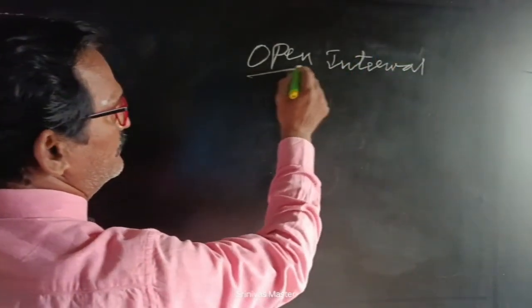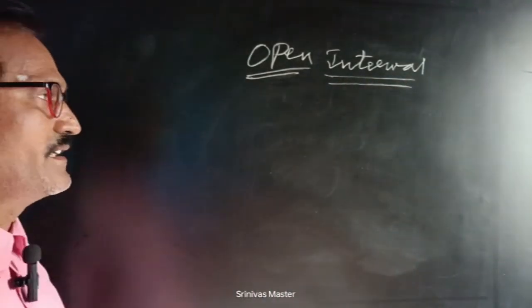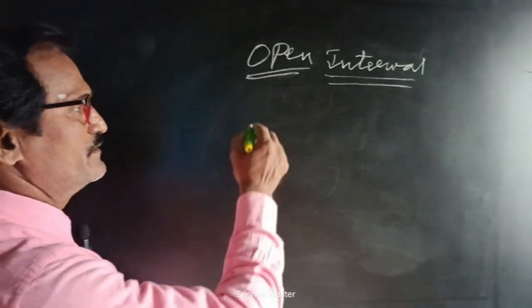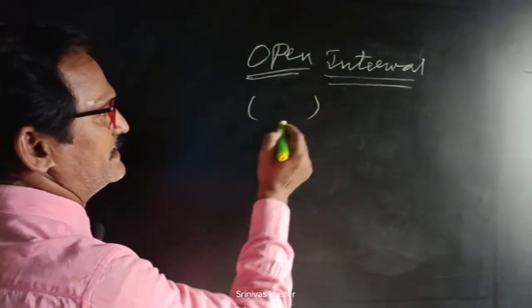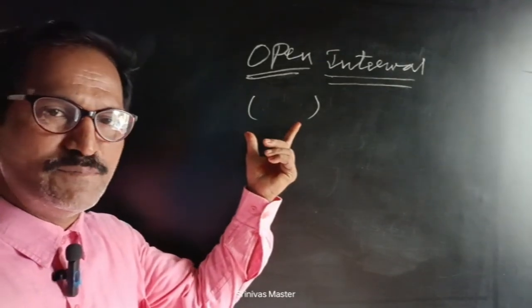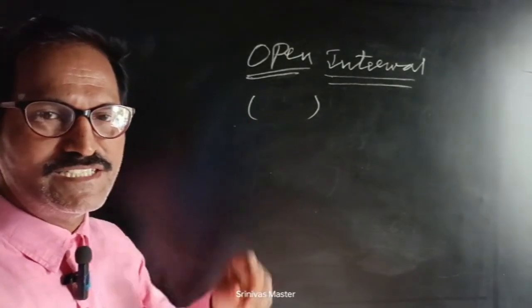What is an open interval? What notation will be there? Generally, the open interval belongs to one of the brackets. This is called the open bracket, or also simply, we can say, the simple bracket. Open bracket or simple bracket.